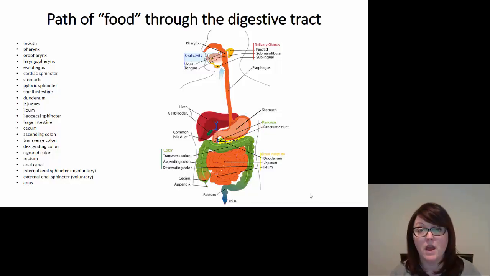colon, rectum, anal canal, internal anal sphincter, external anal sphincter, anus.